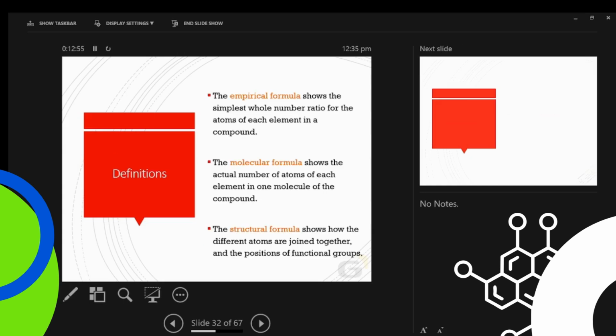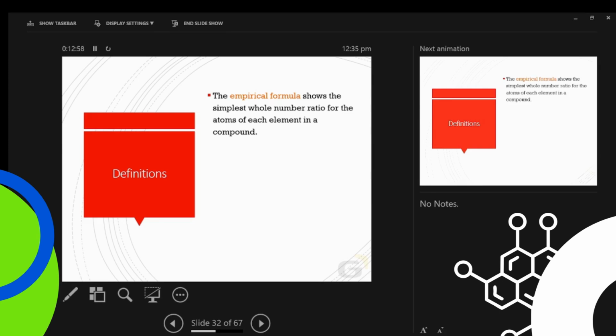Let's go to the definition of each one of the following. The empirical formula shows the simplest whole number ratio. Now, how could you say what is the simplest whole number ratio? It means if you have a molecule like C6H6, what would be the simplest whole number ratio? That would be 1 and 1. It would be CH. If I talk about glucose, that is C6H12O6. So if we make the simplest form of this one, it's 1, 2, and 1 with reference to the 6. So it would be CH2O.